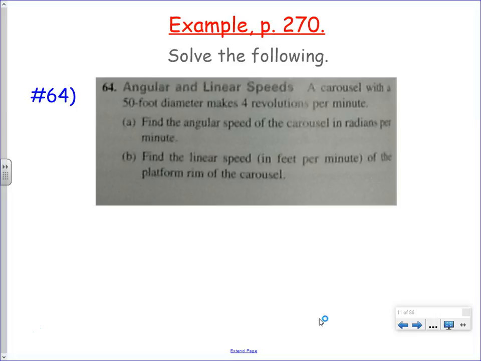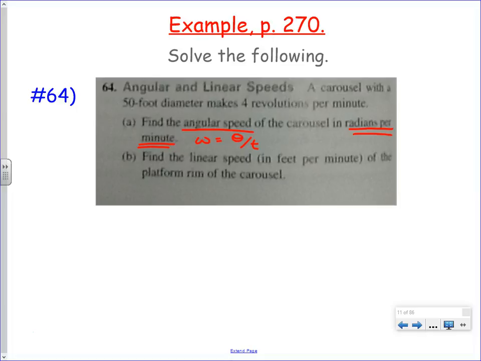Listen, how do we find the angular speed? You guys just wrote down the formula. I'm sure your homework helped. How do you find angular speed? It's central angle over time. Omega equals theta over t, right? What would that be measured in? Oh, they gave it to us. Radians per minute.